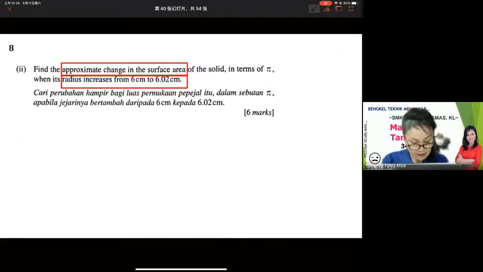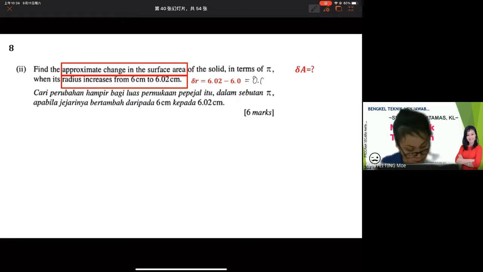Okay, then we continue. So part 2, approximate change in the surface area when the radius changes. Okay, still remember I told you the approximate change? We have this change, the approximate change of this one, which is our del A, right? Del A. So we have this one. Our del R, as I told you just now, should be 0.02. I didn't complete my work. It should be 0.02.